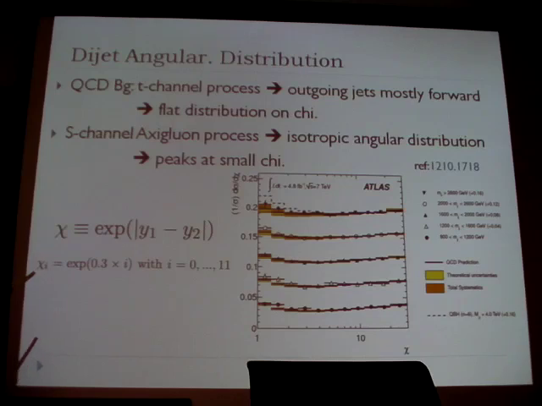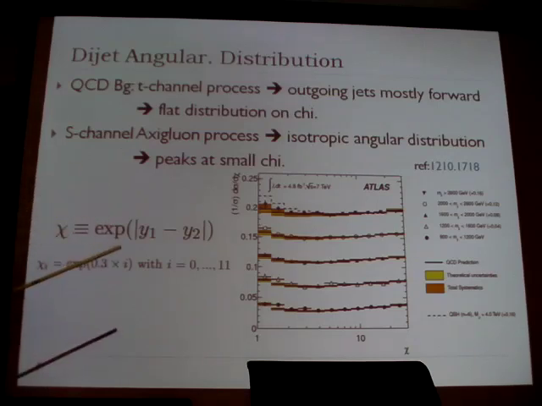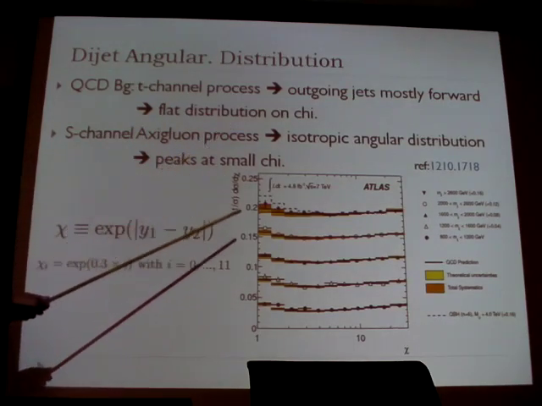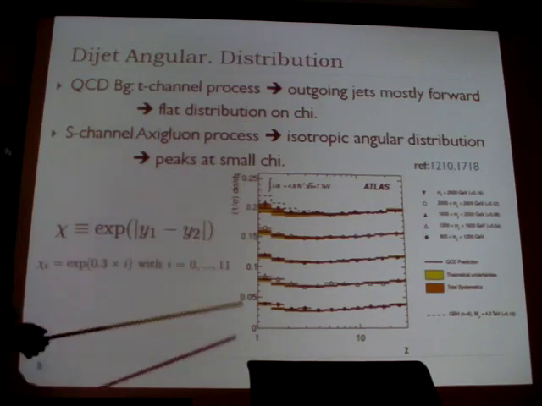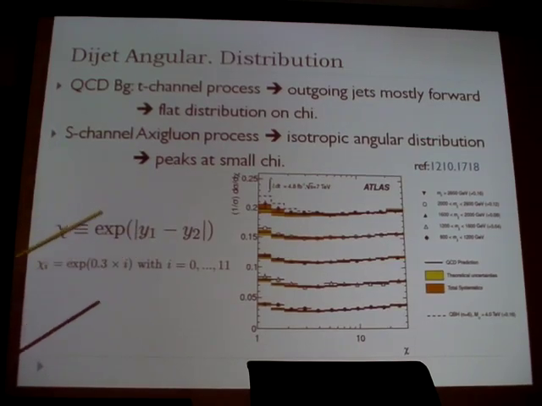The next is the dijet angular distribution. For dijet events from the QCD process, since it's a t-channel process, we expect that the outgoing jets would mostly go into the forward direction, and this will result in a flat distribution in chi. Chi is defined here as the exponential of the difference in the rapidity of the two outgoing jets.